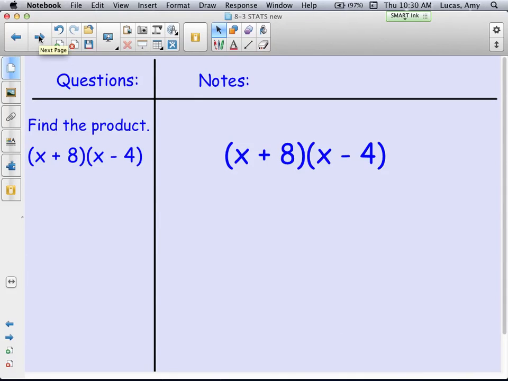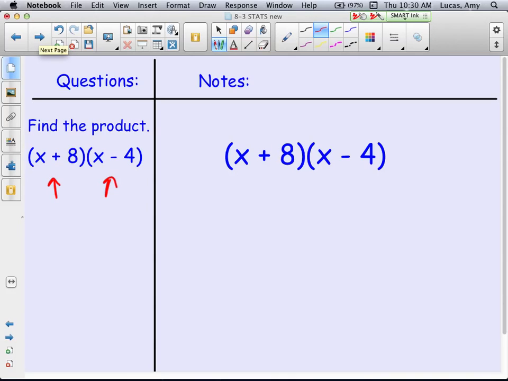So this first one says find the product. And we're multiplying together x plus 8 times x minus 4. So these are each binomials because they each have two terms. So two terms each. I'm going to show you how to use the distributive property and connect them.